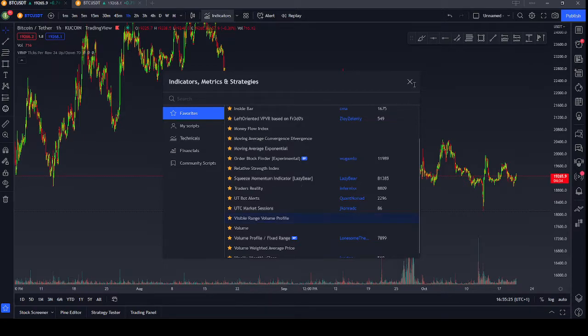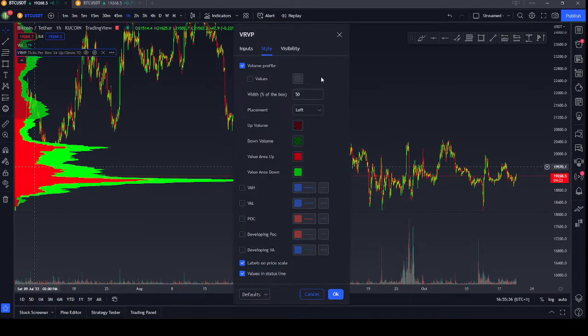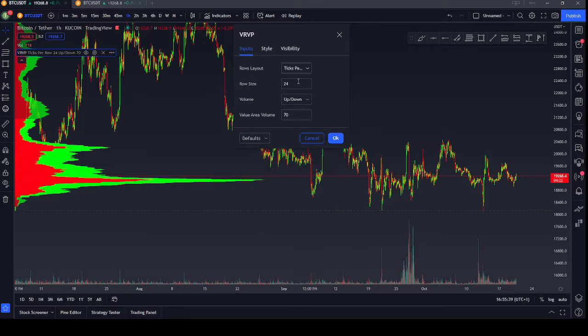Once you add that in, yours will probably come over on the right hand side, and it will probably be yellow and blue. We can make some changes, and I'll go over what they are. On the input section, you want the rows to be 24. You want to leave it at ticks per row. If it's not on ticks per row, it may be on number of rows, but change that to ticks per row. And then your area, you want it to be at 70.